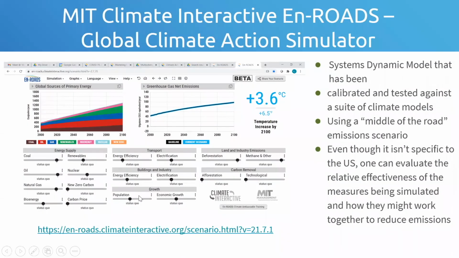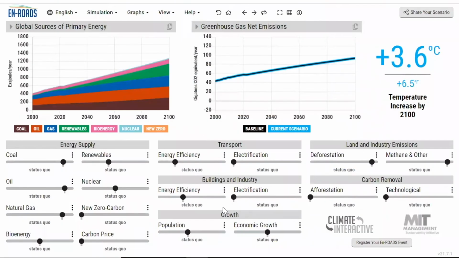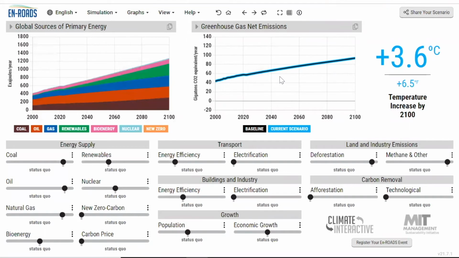So what I would like to do first is actually go to the actual website. And you know, it's a complicated website. It's an interesting website. There's a whole host of different graphs that we can look at, but we're going to focus on two. We're going to look at the energy mix from 2000 to 2100 and the net greenhouse gas emissions over that same period of time. We'll also look at this number on the far right, which tells us our average global temperature increase by the end of the century, 2100.